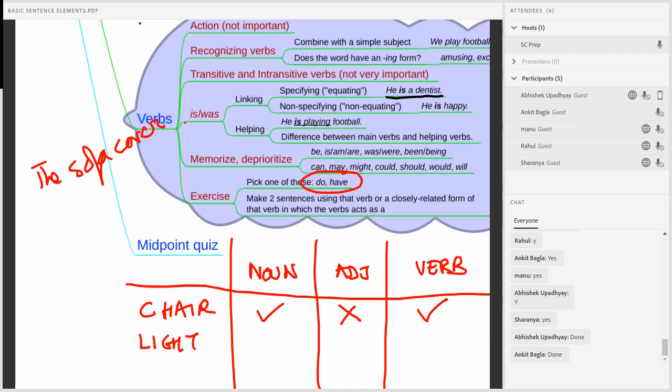I see that 2 people have mentioned that they've completed this. I am going to give you a little more time. Okay, Sharanya's also done. I do want you to put your thought process together over here. Make sure that you are picking this for the right reasons. Whatever you're doing, try to apply the rules that we've discussed. If you're not sure what it falls under, just try to apply those rules. Okay, Rahul's also done.